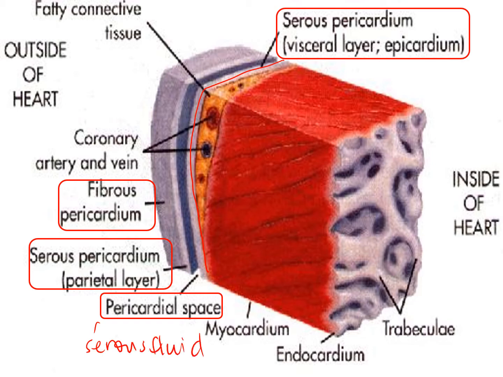And this next layer is called the serous pericardium, but it is the parietal layer. And you can see that it is found out here.